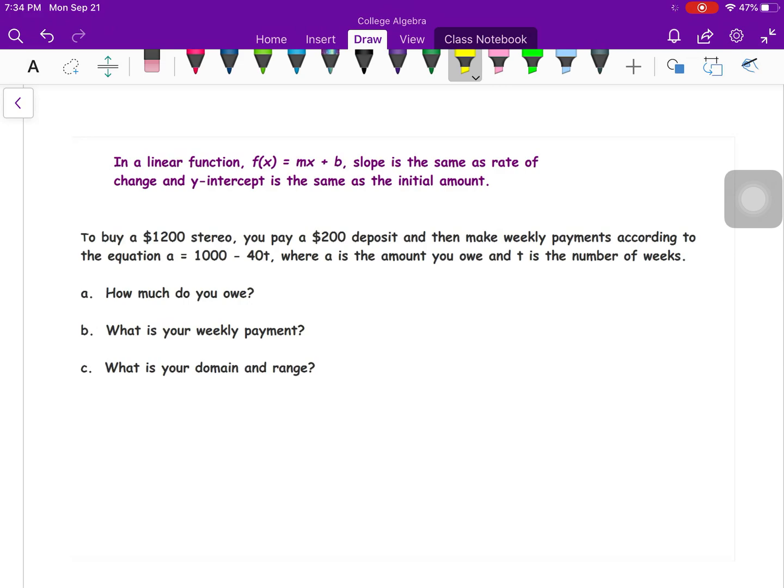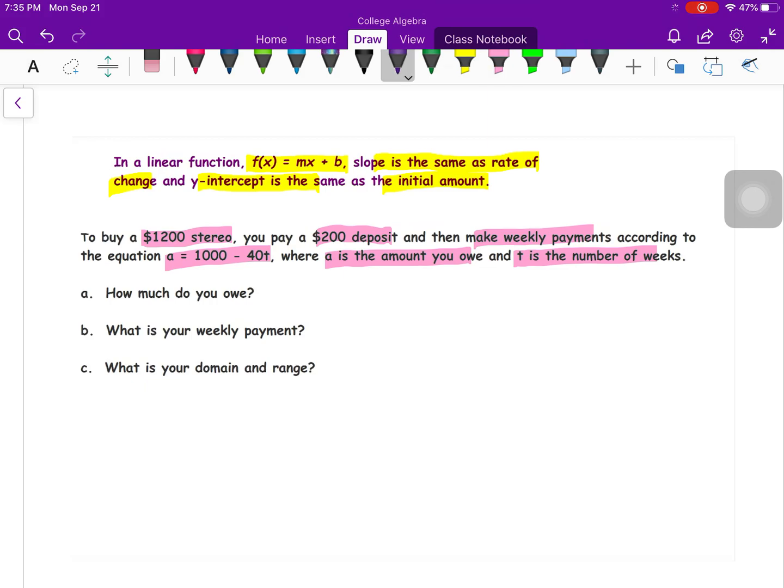This says in a linear function, f of x equals mx plus b, the slope is the same as the rate of change, and the y-intercept is your initial amount. So slope is rate of change, y-intercept is your initial amount. When we look at this real life example, to buy a $1,200 stereo, you pay a $200 deposit and make weekly payments according to this equation: A equals 1,000 minus 4t, where A is the amount you owe and t is the number of weeks.